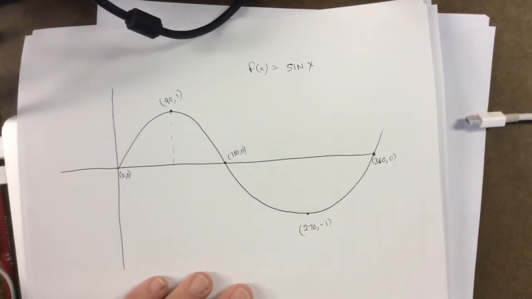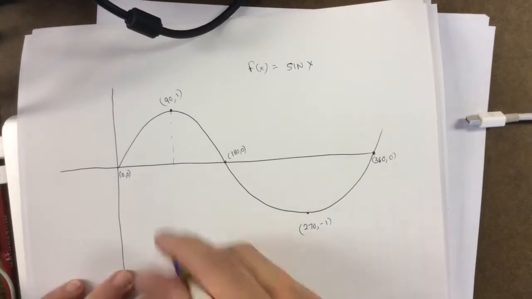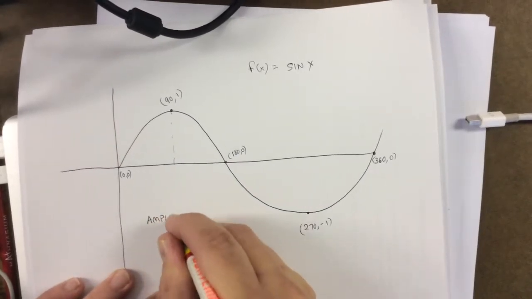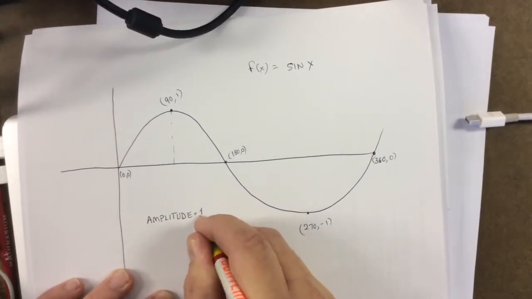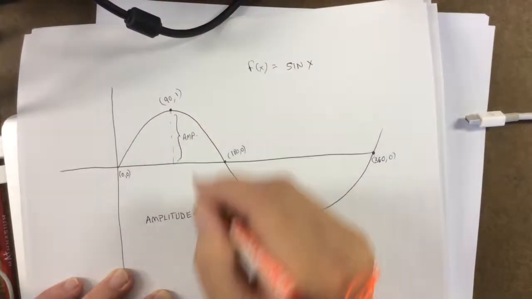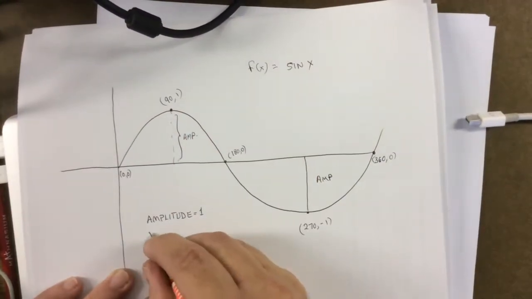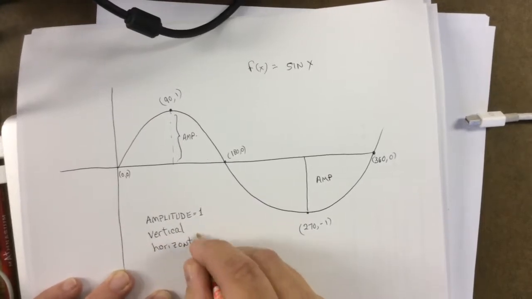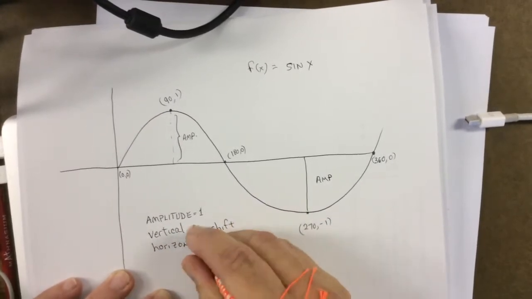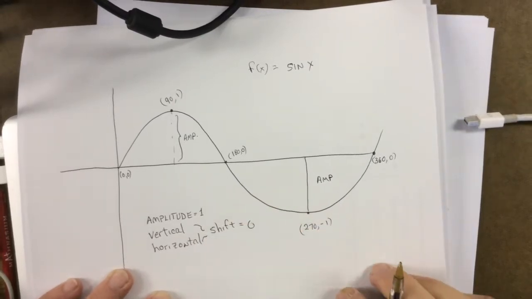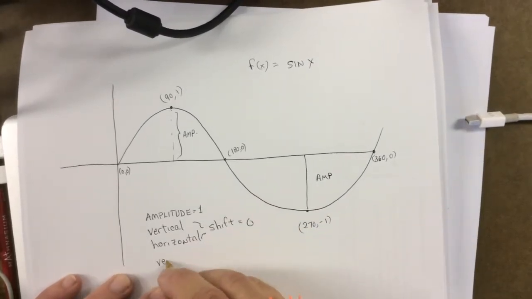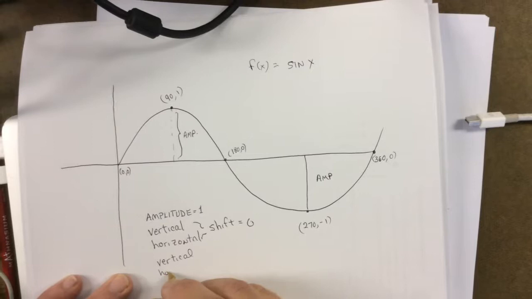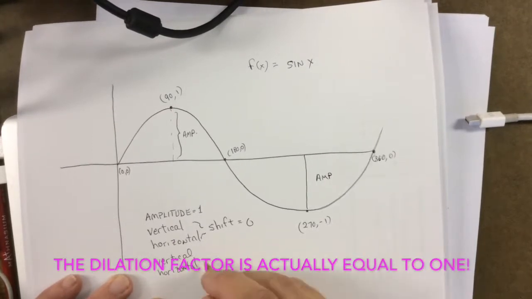And we know that, and that tells us that the amplitude is equal to 1, and that the vertical and horizontal shift is equal to 0, because we didn't move it left or right, we didn't move it up or down. And we know that the vertical and horizontal dilation is also 0.